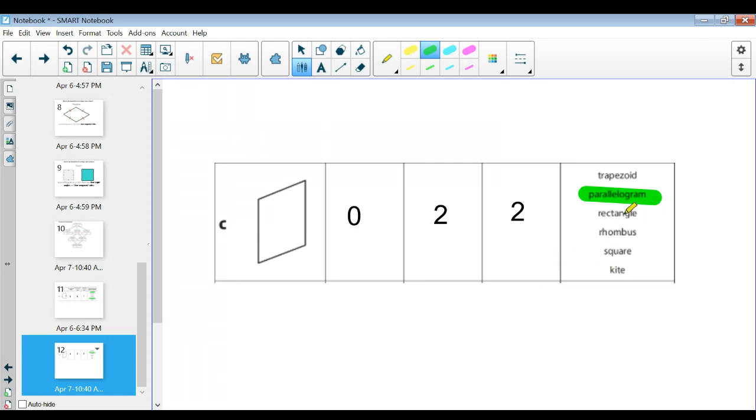Is it a rectangle? No, because it does not have any right angles. Is it a rhombus? No, because not all sides are congruent. Is it a square? No, because a square has to have 4 right angles and equal side lengths. Is it a kite? No, because adjacent sides are not congruent. So for this one, we can only give it the name of a parallelogram.